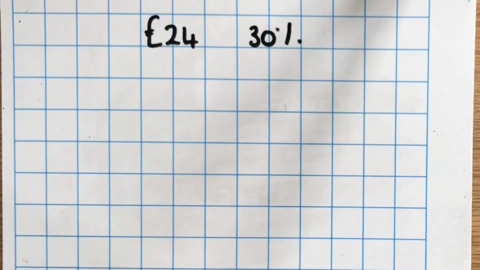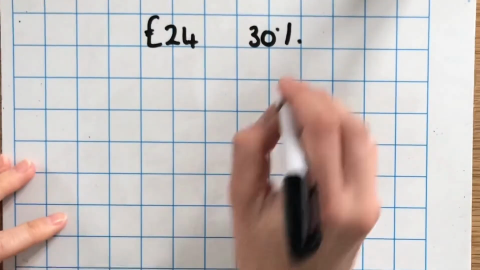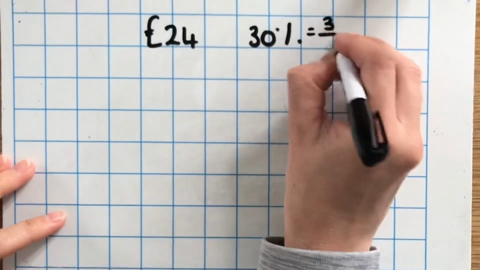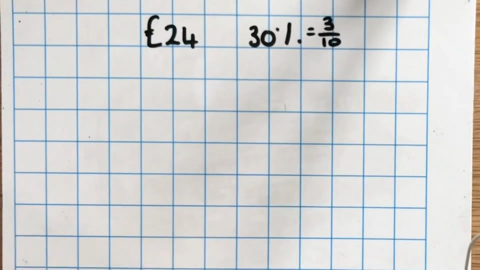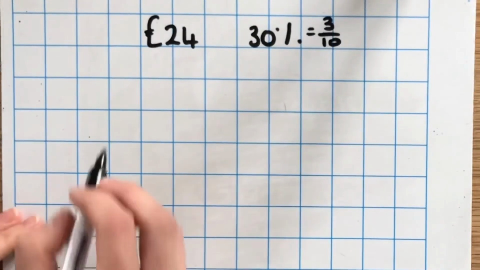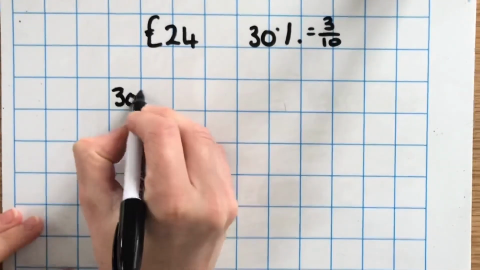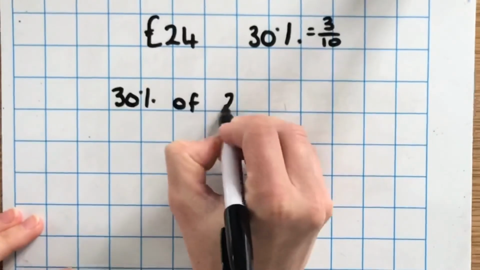Number 32, a shirt costs £24. It's reduced by 30%. Okay, so reduced means the price is going to be less, and you have to work out how much you're going to pay for the shirt in the sale. Okay, so you need to know first of all that 30% is 3/10. Okay, and you should know that as one of your maths facts. You need to know it straight away. Okay, so we need to find 30% of 24.